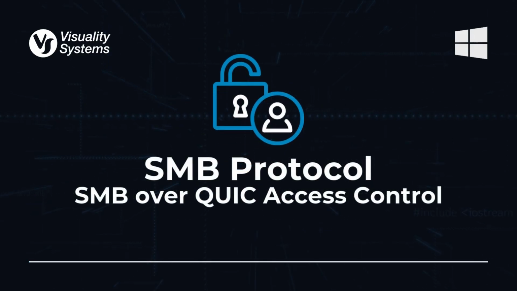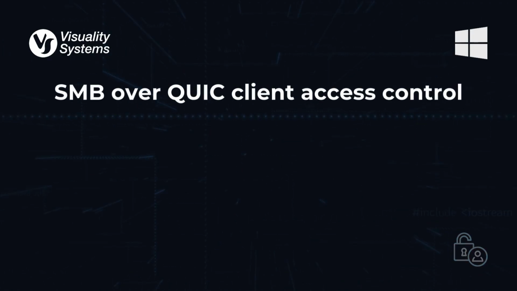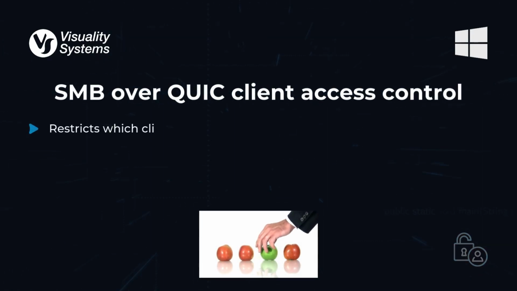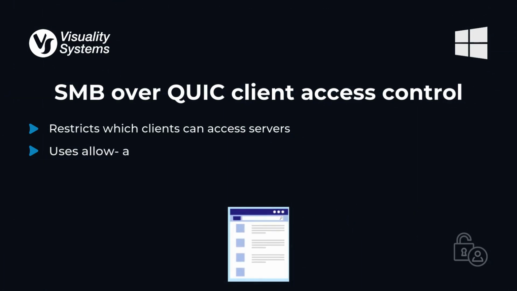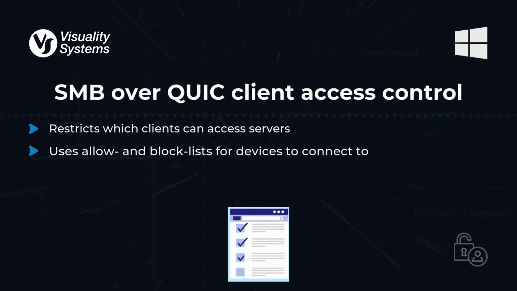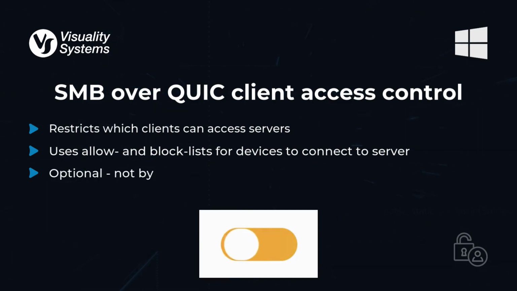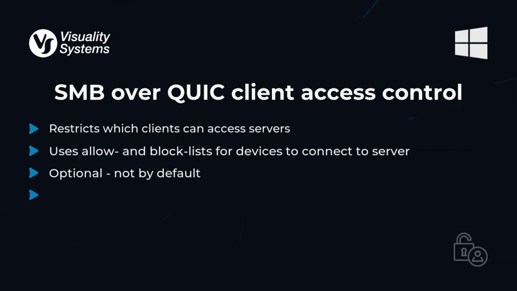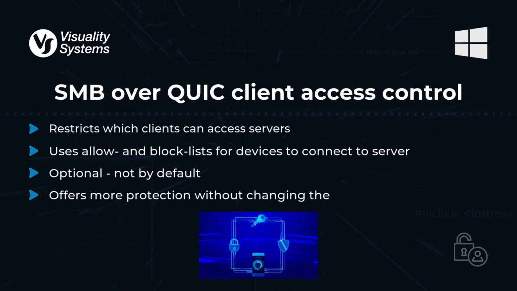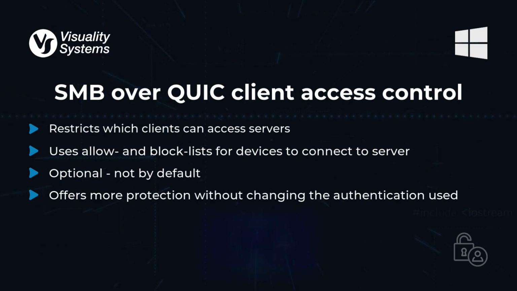This video tutorial covers SMB over QUIC Client Access Control, a feature that restricts which clients can connect to an SMB over QUIC server. Client access control uses allow and block lists to specify which devices are permitted or denied access. This feature is optional and not enabled by default, but when configured, it provides an additional layer of protection without altering the authentication method in use.